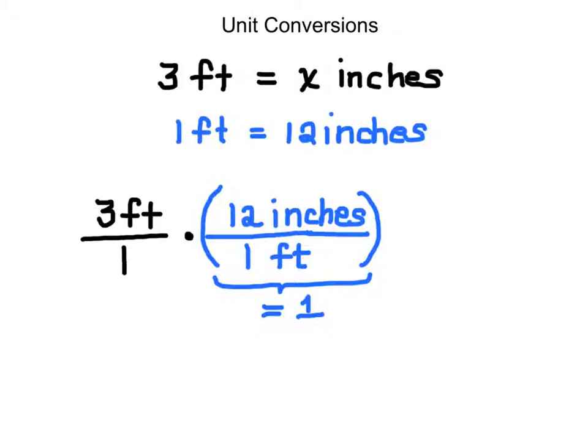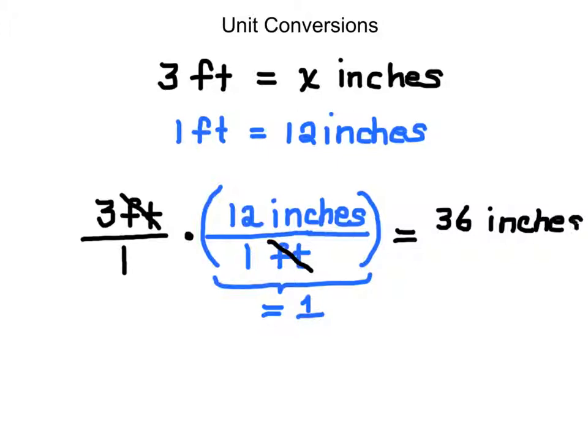So let's go back to black. What happens is the feet in the numerator cancel out with the feet in the denominator. And what we end up with, you can write it as a fraction, is that the numerator, which is 3 times 12 inches, now we have inches, and 3 times 12 is 36. And the remaining unit that's still there is inches. So we write this as 36 inches.